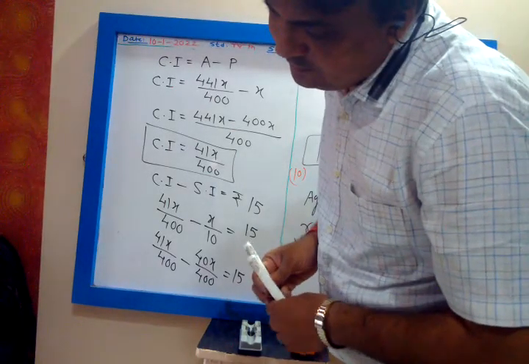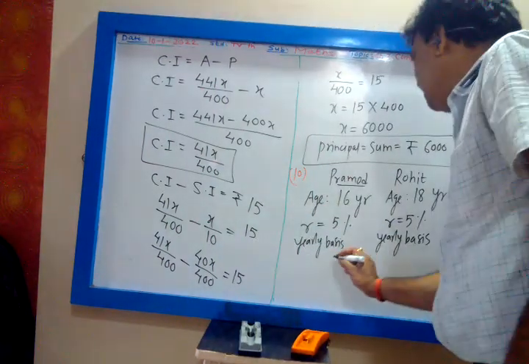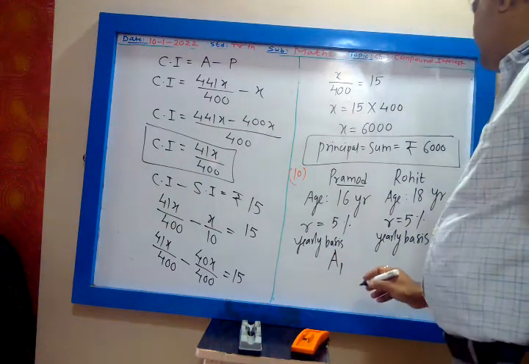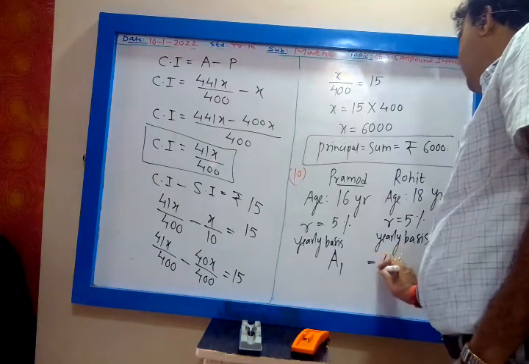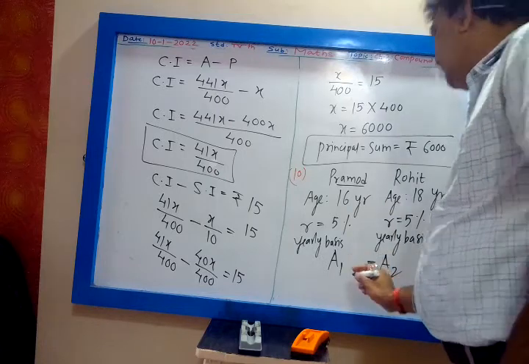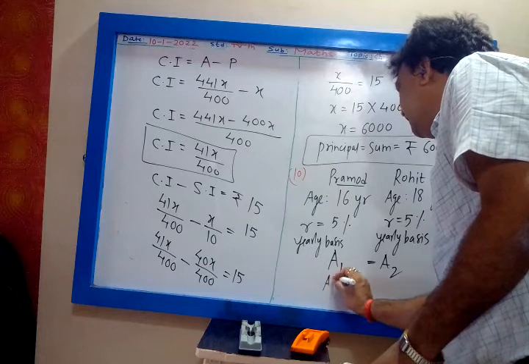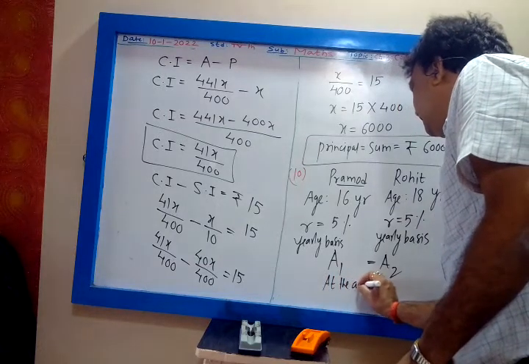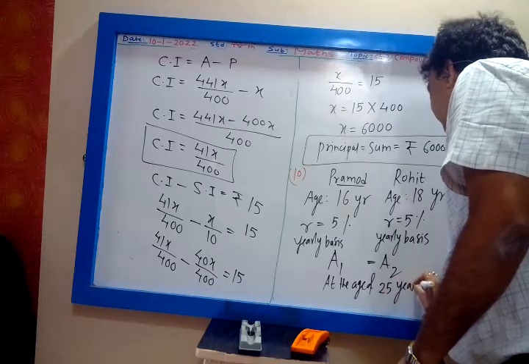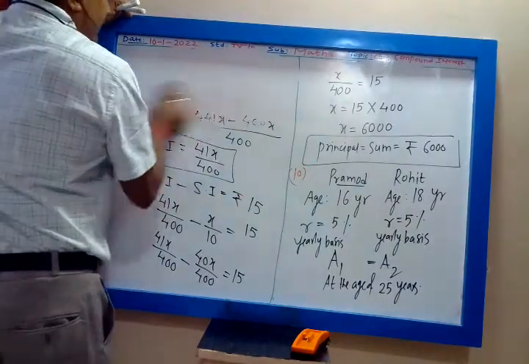At the same sum, so that they get the same accumulated amount, A1 will be the same as A2 at the age of 25 years. At the age of 25 years, both of them should get the same amount.